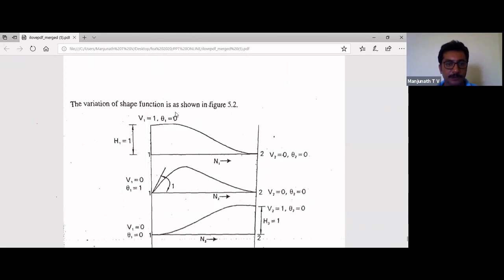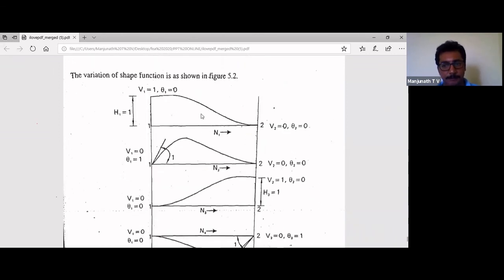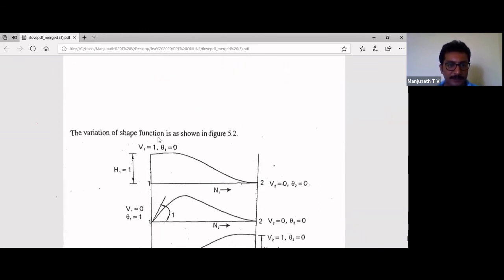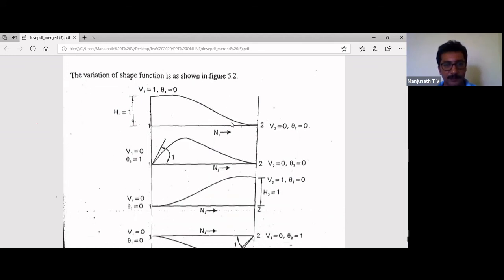Then how do the Hermite shape functions vary? The variation of the Hermite shape functions for the beam element, just consider as per the properties of shape functions. At one node, if it has unity, then at the remaining nodes the value of the shape function will be 0. So consider at node number 1, if the h1 value, that is the vertical deflection value, is 1, then the remaining values will be 0. That is, theta 1 is equal to 0.